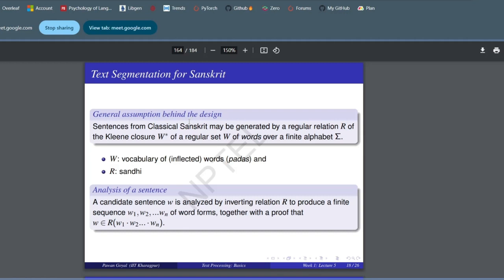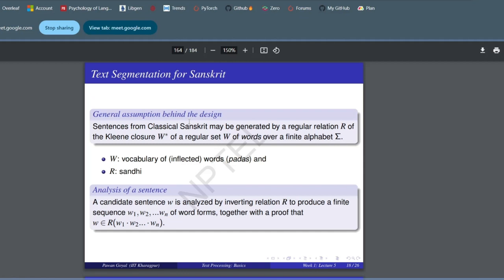This is more of a mathematical description. So let's discuss. First, the text segmentation procedure. Here we are taking an assumption: that sentences from classical Sanskrit may be generated by a regular expression R of the Kleene closure W star of a regular set W of words of a finite alphabet sigma. So this is like a general assumption.